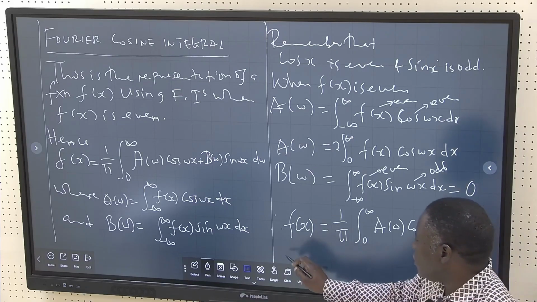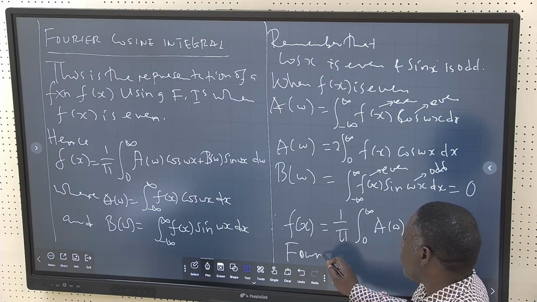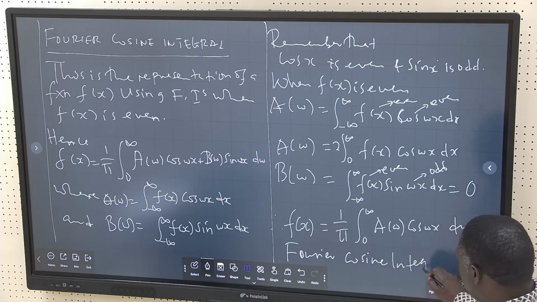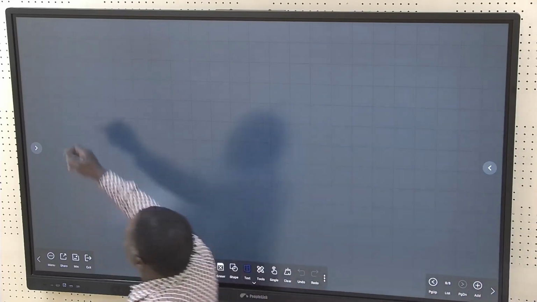So this is the Fourier cosine integral. It will be obtained using this formula: f of x equals 1 over pi, the integral from 0 to infinity, a omega cosine omega x with respect to omega. So this is how the Fourier cosine integral will be given. And let us see the Fourier sine integral.